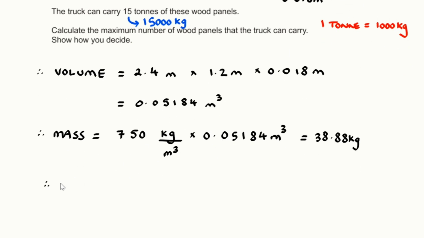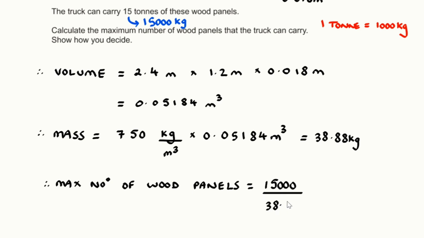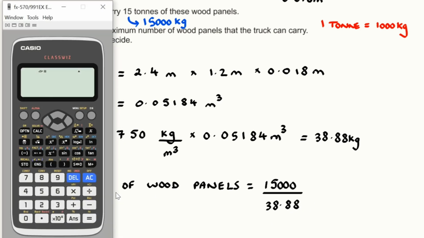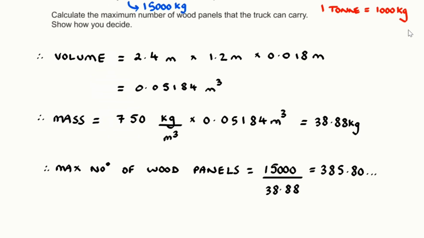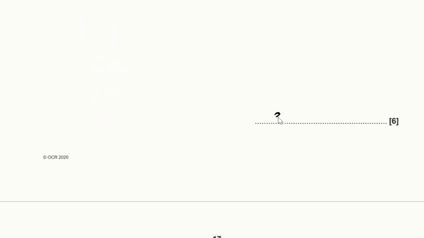And so therefore the maximum number of wood panels that the truck can carry, we've got 15,000 divided by 38.88. So if I do 15,000 divided by that, I get 385.80, etc. So the maximum number we can carry is 385. So we round down.